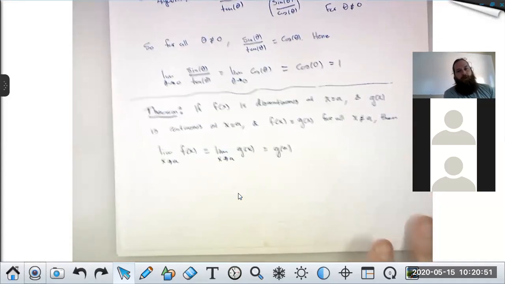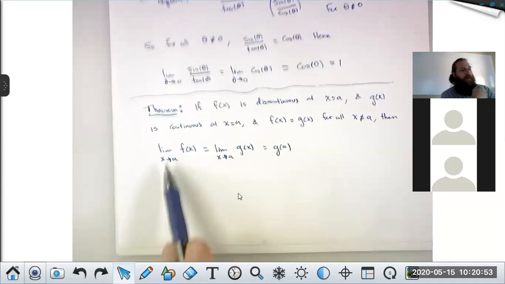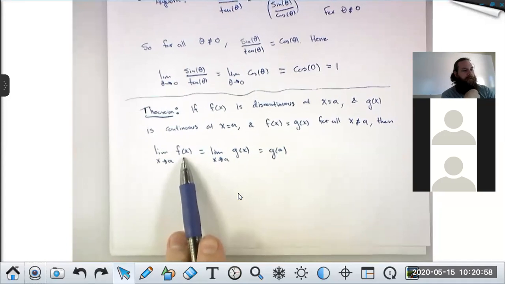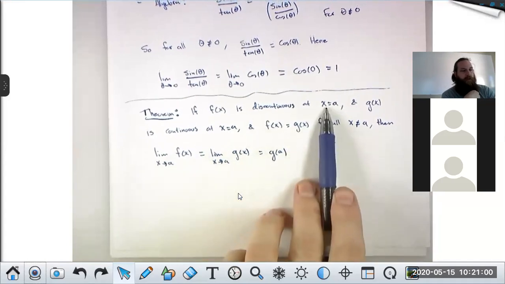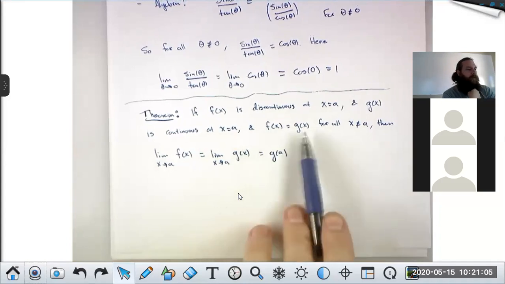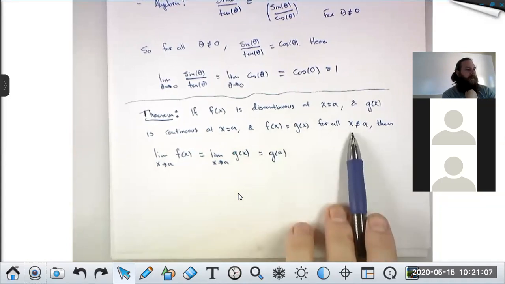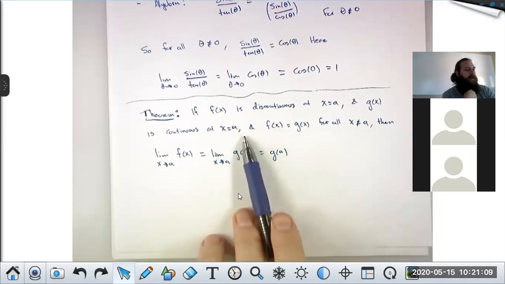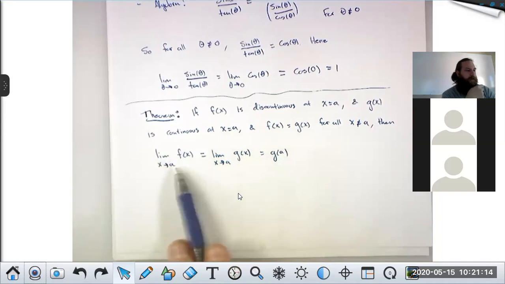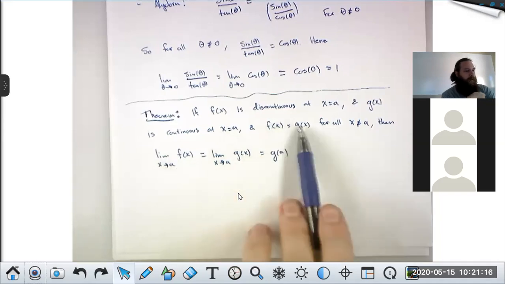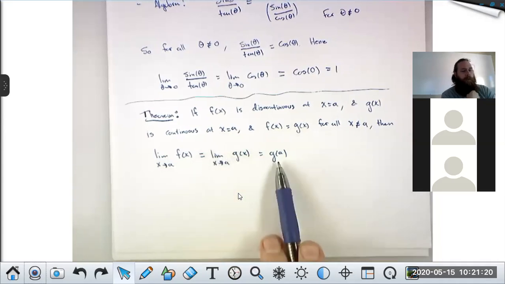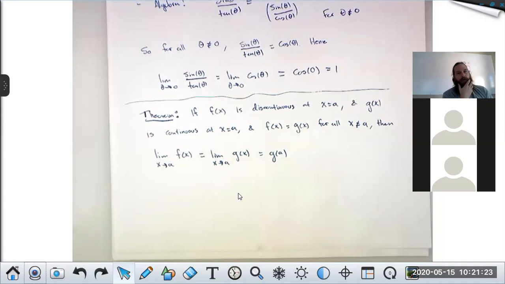So the idea behind this theorem is I'd like to take the limit as x approaches a of f of x, but I can't just plug in a because f is discontinuous at a. However, I know there's this other function g of x that agrees with f everywhere except at a, and g is continuous at a. Then I can get the limit of f out as the limit of g, because these guys are equal everywhere except at that point. And then the limit of g I can compute just by plugging in, because g is continuous at a.